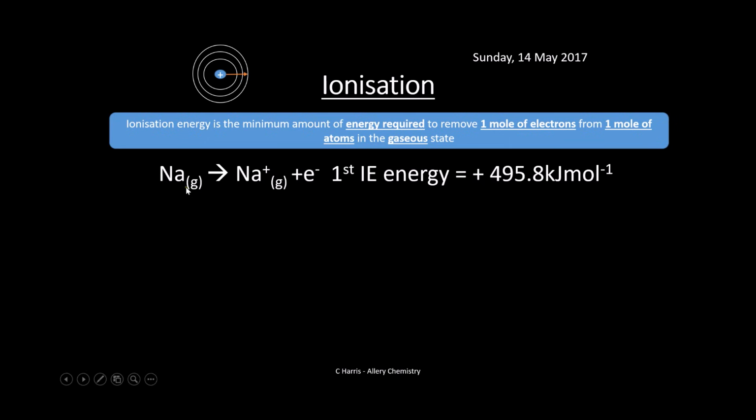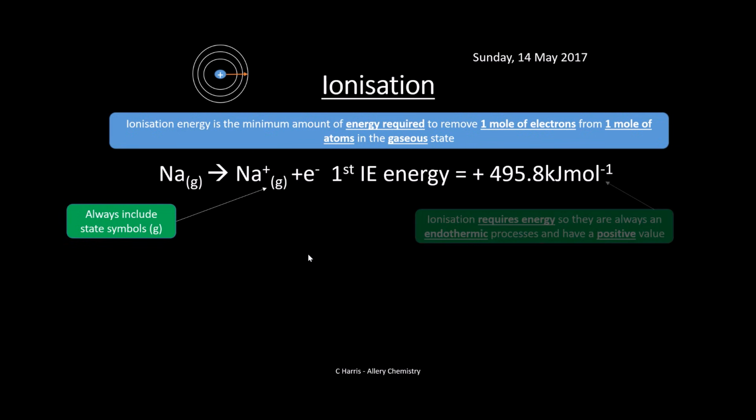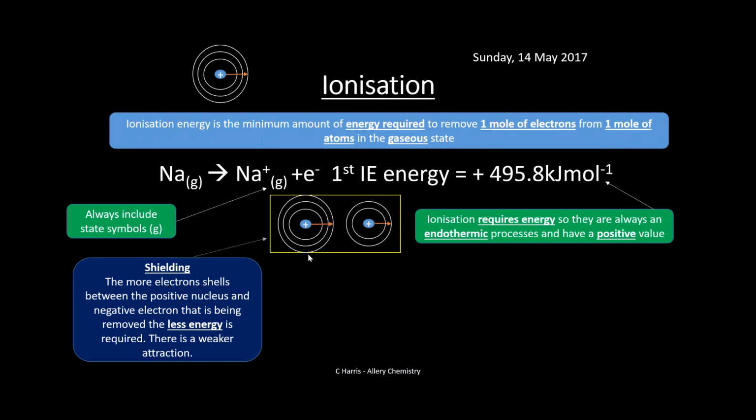So notice the gaseous state. Sodium gas, Na plus gas. The first ionization is plus 495.8 kilojoules per mole. This is an endothermic process. Energy is needed to remove that electron. Always include your state symbols. And obviously, like I say, it requires energy. Positive value all the time. It's endothermic. So we need to consider some things when we're talking about ionization.